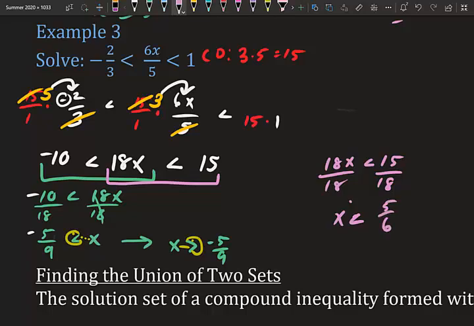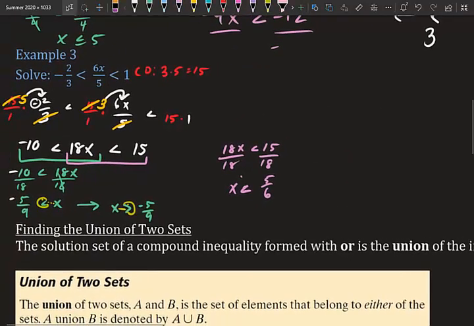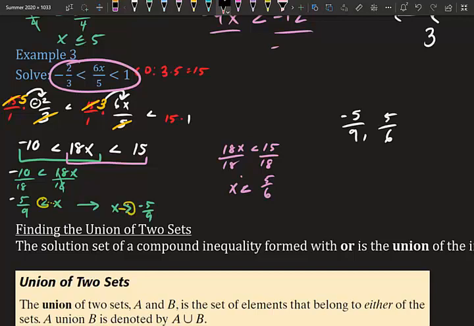Now, since this is a compound inequality, they're always going to go together. If they start together, they end together. So our two numbers in numerical order are negative 5 over 9 and 5 over 6. With the negative 5 over 9, there is no line underneath, so parenthesis. With the 5 over 6, there is no line underneath, so parenthesis.